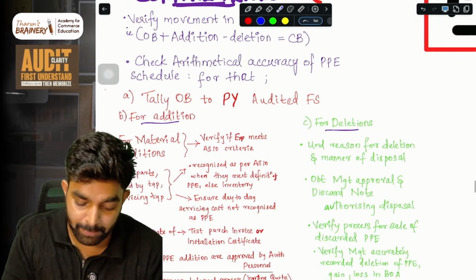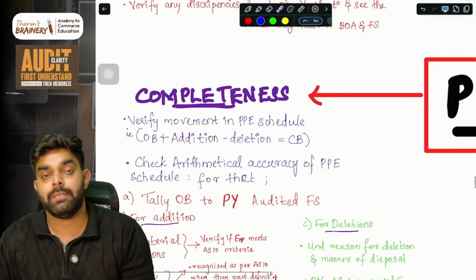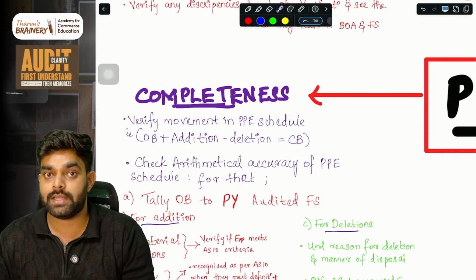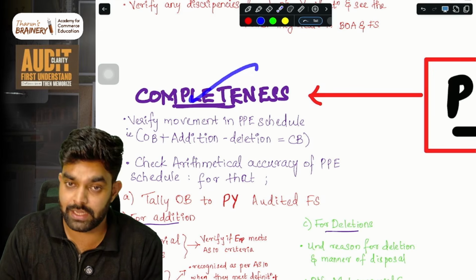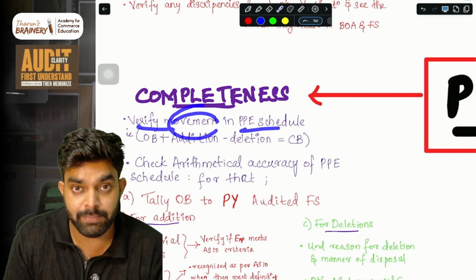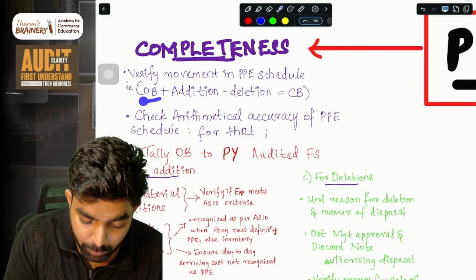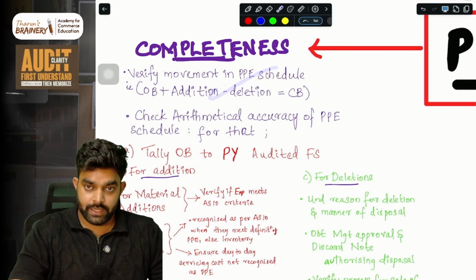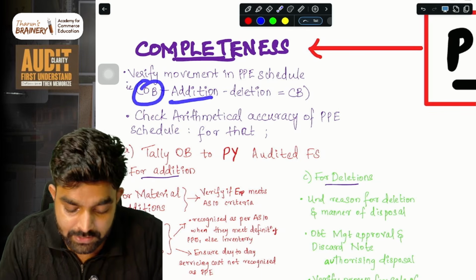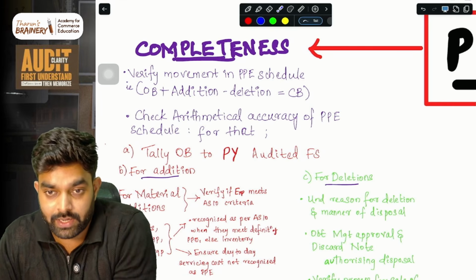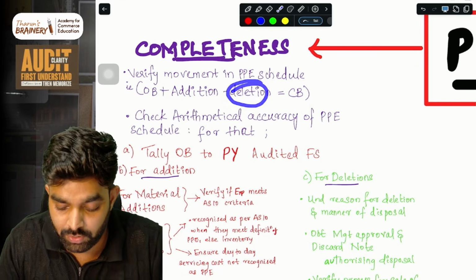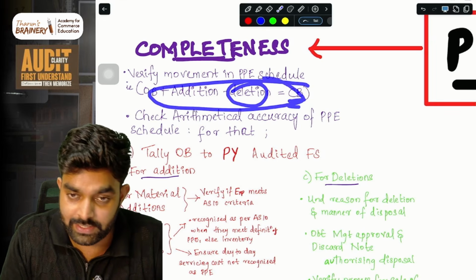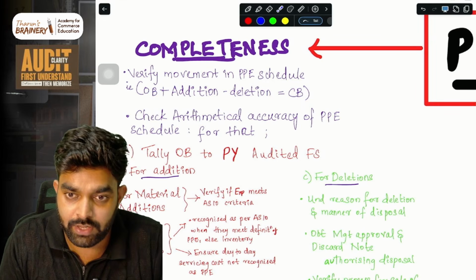Then how will you check the completeness? Whether all the PPE, if the company has 50 PPE items, whether all of them have come into the balance sheet, you have to check. How will you check the completeness? Verify the movement in the PPE schedule, that is, opening balance plus addition minus deletion is equal to closing balance. Make sure of this: all the opening balances plus all the additions, new machineries bought in the current year, new PPE, minus the machinery sold is equal to closing balance. Do this reconciliation and see. They would have already done that.